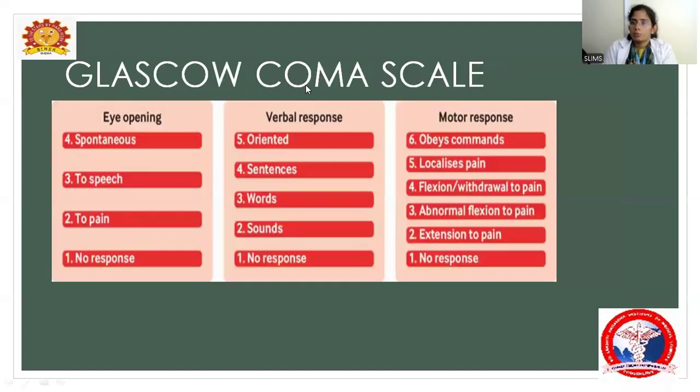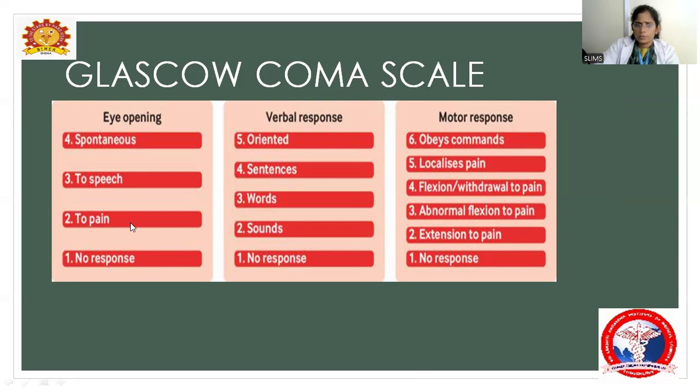So what is Glasgow Coma Scale? Glasgow Coma Scale is an initial method used for assessing the neurological status of the patient. In this, we are going to assess three factors. One is eye opening, next is verbal response, and another one is motor response. The total score we'll write as E4, V5, M6. Eye opening, E4 is the patient opens eyes spontaneously. E3 is the patient opens the eyes only to speech.